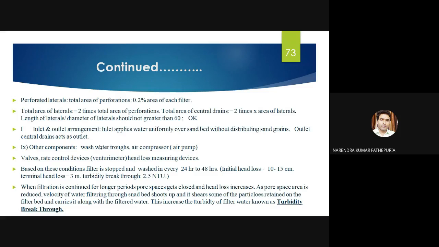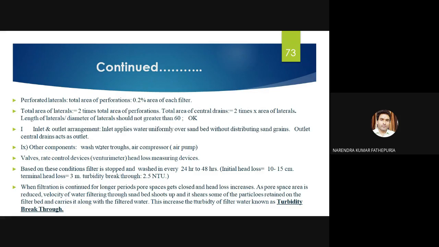Inlet and outlet chambers: the inlet applies water uniformly over the sand bed without disturbing the sand grains. The outlet central drainage acts as the outlet. Other components like the wash water trough, as I told you, air compressors and an air pump are required while we are going for the backwashing process. I will show you.